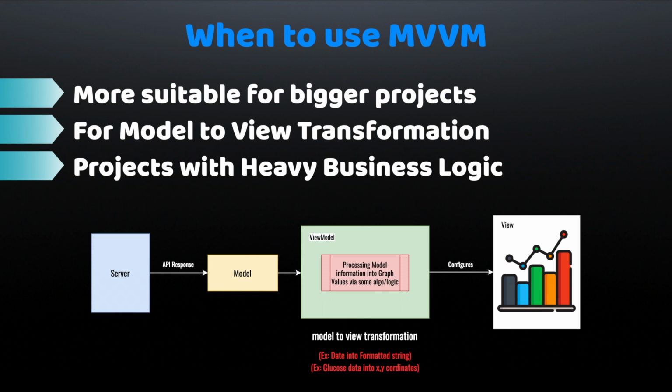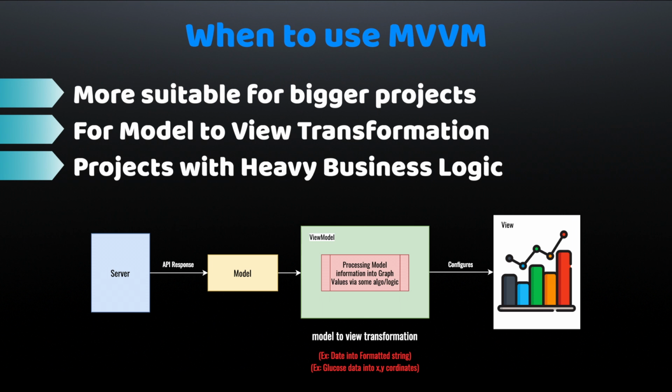There are two examples given in the diagram. Suppose you are getting a date from the server in the form of a string, and you need to display it to the user in some pre-formatted date format, or maybe you can say DDMMYY format. In that case, you need to perform a small conversion. So this is one of the simplest examples.